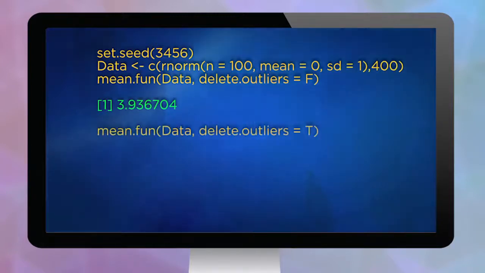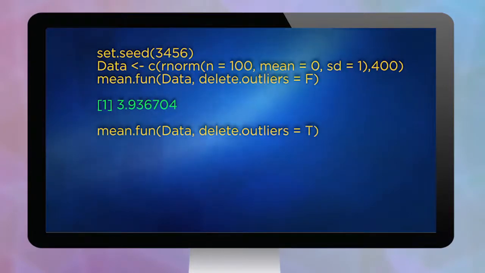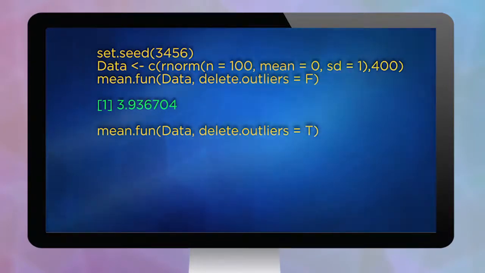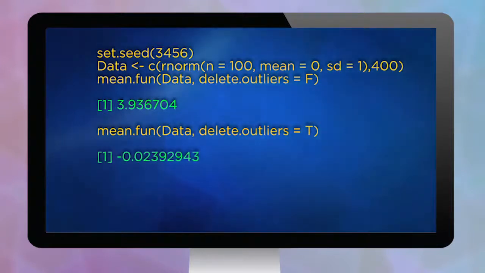But look what happens when I set delete outliers equal to true. Now that value of 400 gets removed from the data set. We get a mean of minus 0.02 approximately. So our code is actually working.